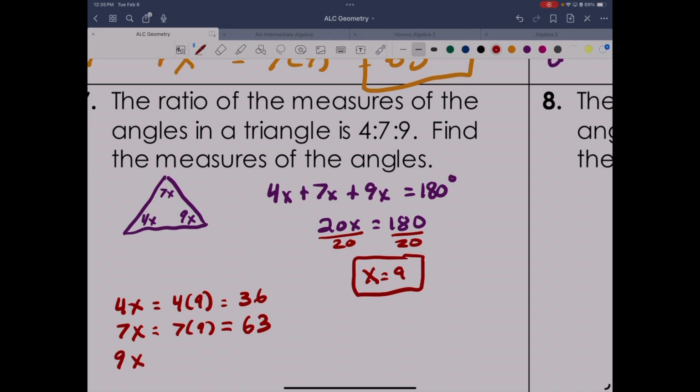Then 9x is 9 times 9, which is 81. So there are the measures of my three angles that have a ratio of 4, 7, and 9. Any questions with that one?